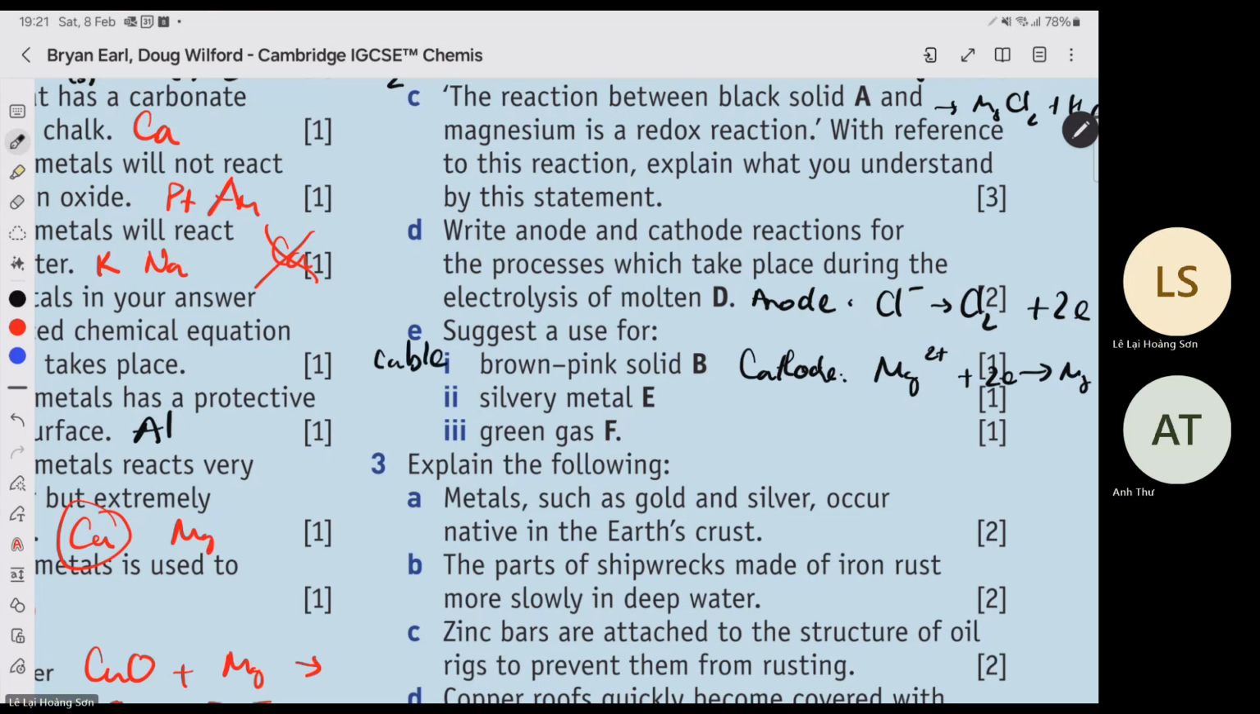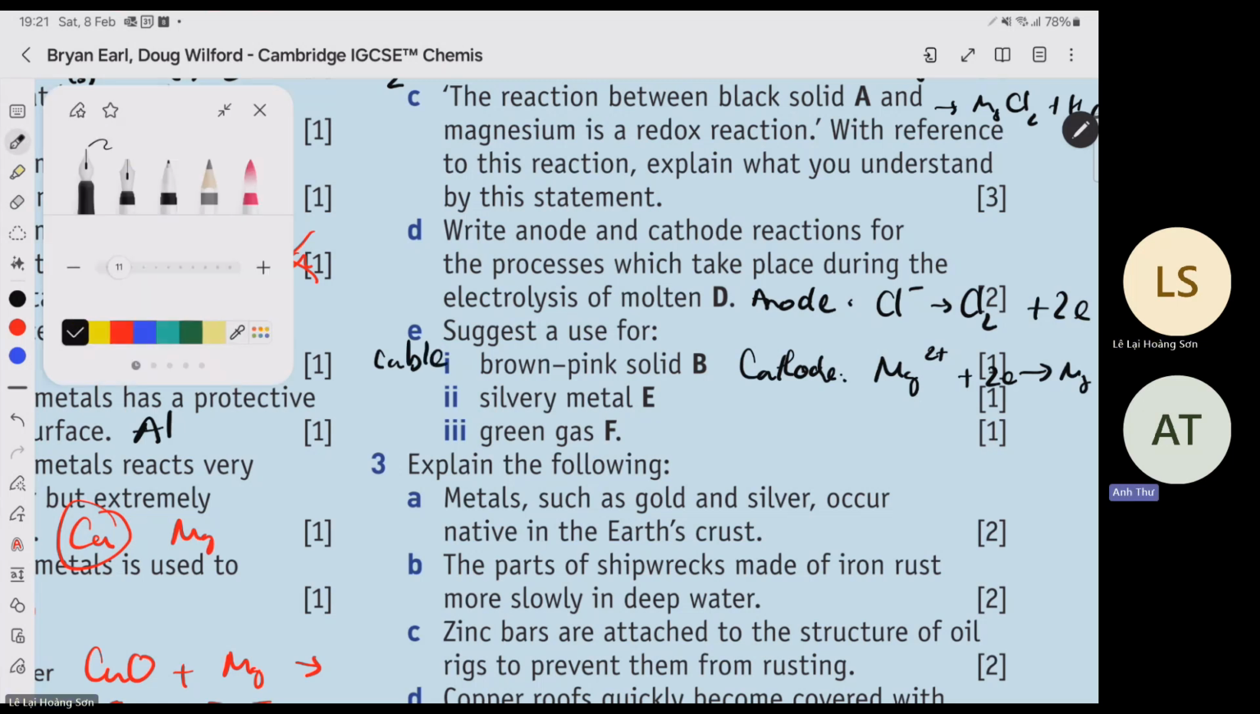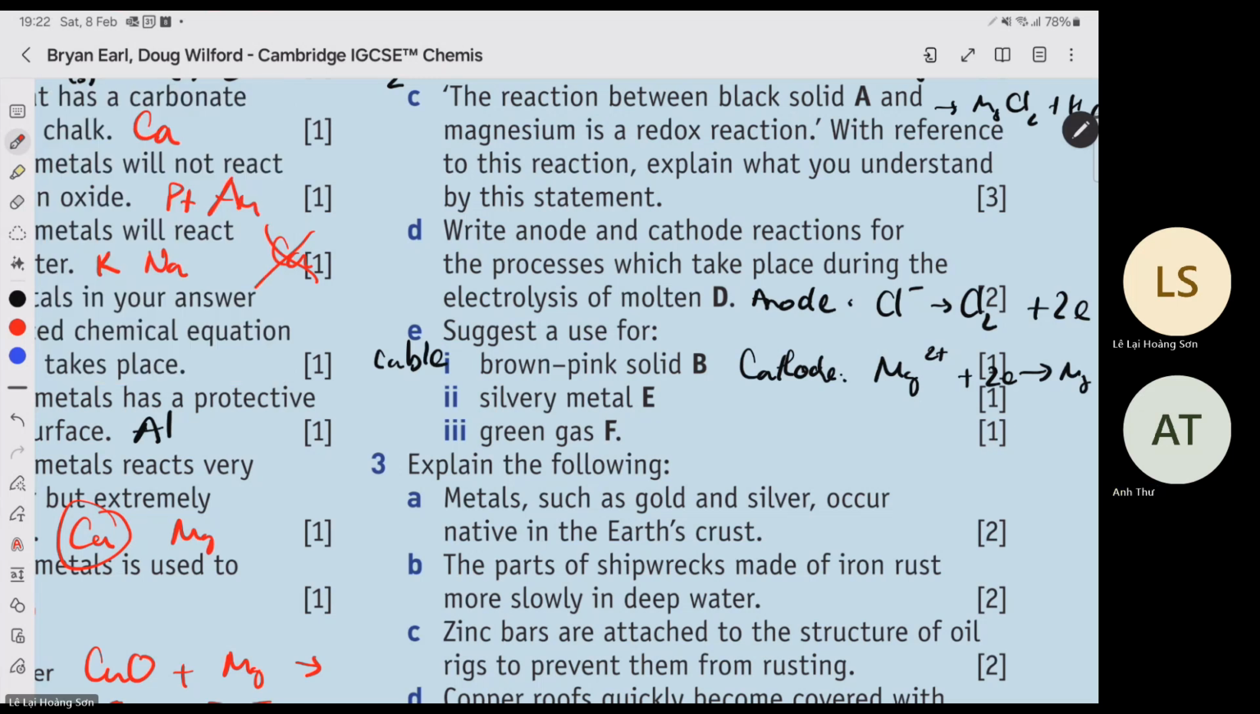Magnesium. Have you ever heard of magnesium as a vitamin before? Yeah, we drink magnesium as a vitamin, right? Or we can also use magnesium as one type of medication, actually. Okay. How about the last one, green gas F?